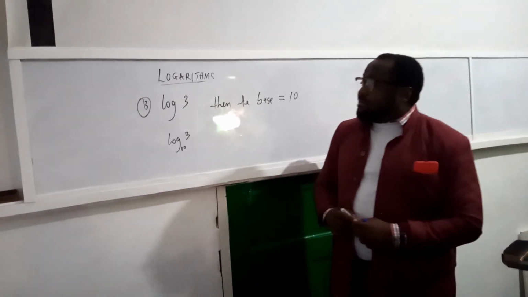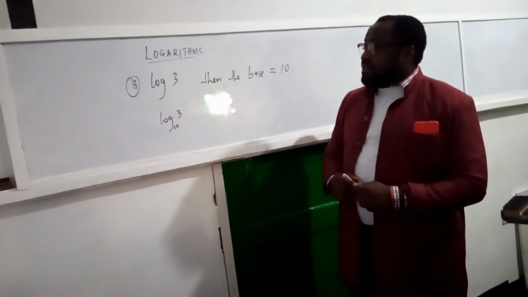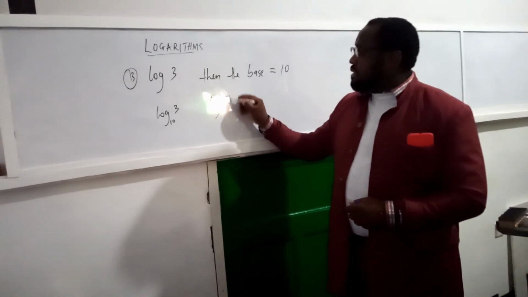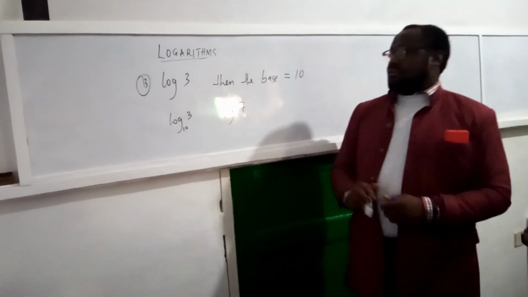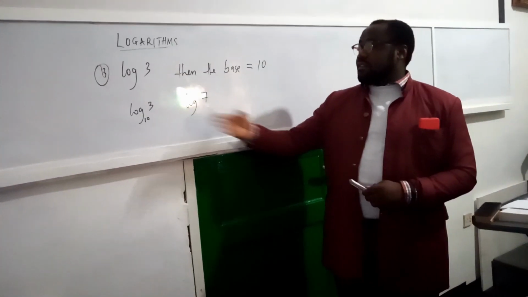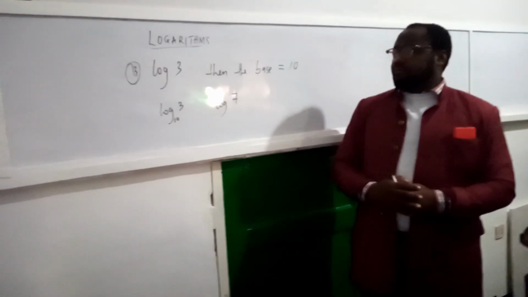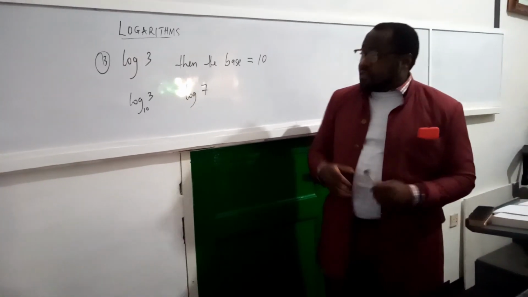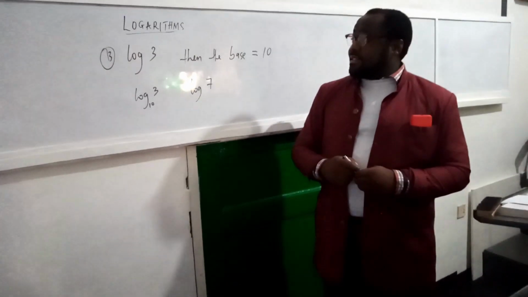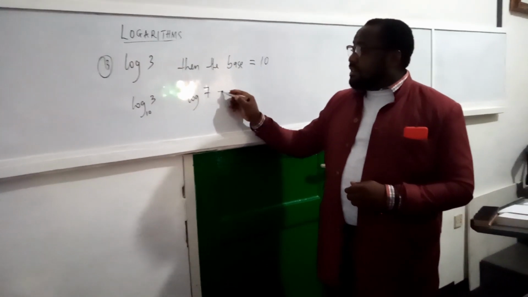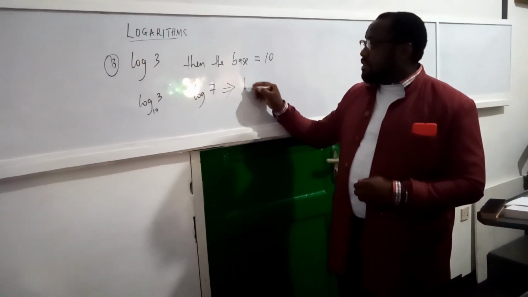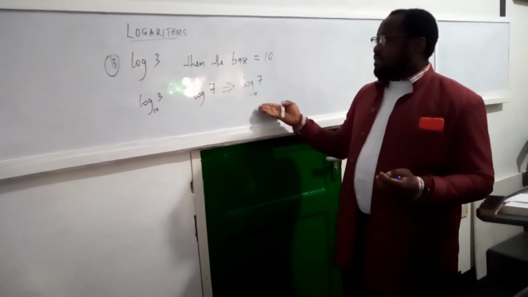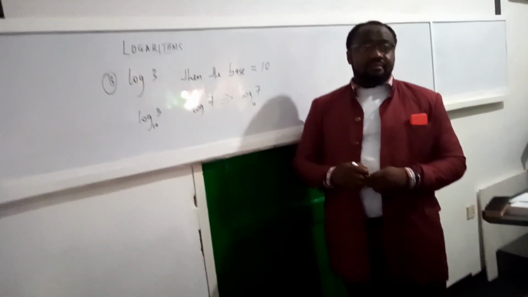Alright, how about log 7? Find the value of log 7. What do you mean by log 7? Okay, so if you understand this rule we are discussing here, log 7 is the same as log 7 base 10. So now we can solve it.